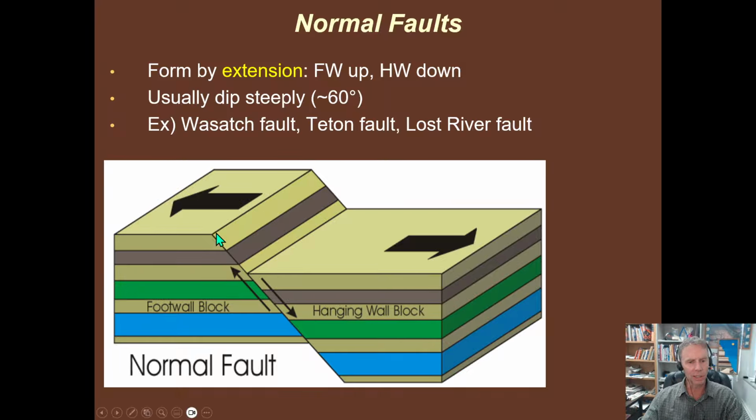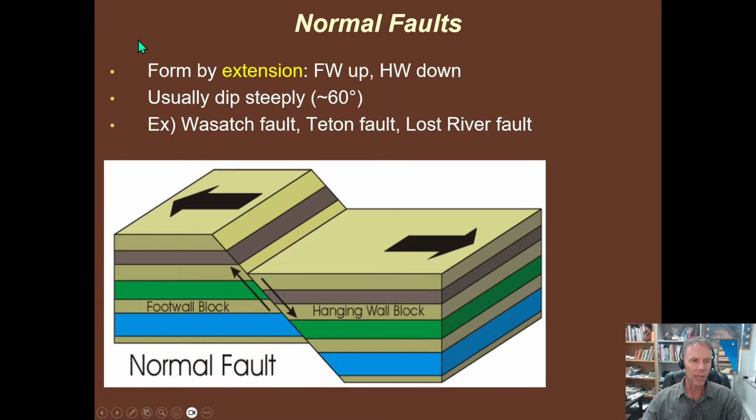These are usually fairly steep faults, but they don't have to be. There's actually low angle normal faults called detachment faults, but we're not going to get into that today. But typically they're like 45, maybe 60 degrees or so. And then here's a couple examples of these. Like the Wasatch Fault in northern Utah around Salt Lake City, the Teton Fault, which I've shown you before in the Grand Tetons, and then here in Idaho at the base of Borah Peak is that fault that produced the earthquake in 1983, the Lost River Fault. So this is a dip-slip fault where the footwall moves up and the hanging wall moves down. That is what we define as a normal fault.